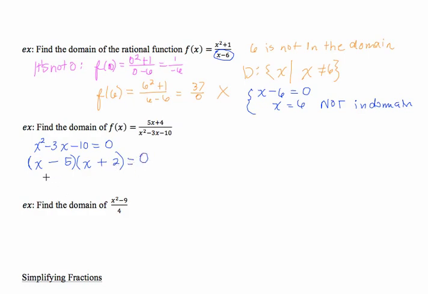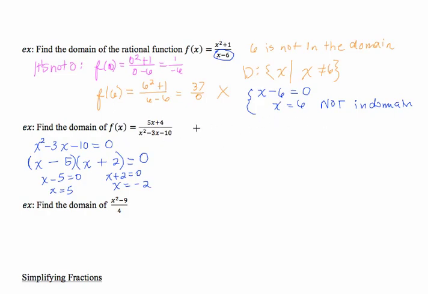Remember, then we set each factor equal to 0. So we have x minus 5 equals 0. Solving that for x gives us x equals 5. And then we set x plus 2 equal to 0. Solving that gives us x equals negative 2. Now those are not the answers. In fact, that's the exact opposite of the answers, because those are the 2 values of x such that when you plug them in, you get a 0 in the denominator.